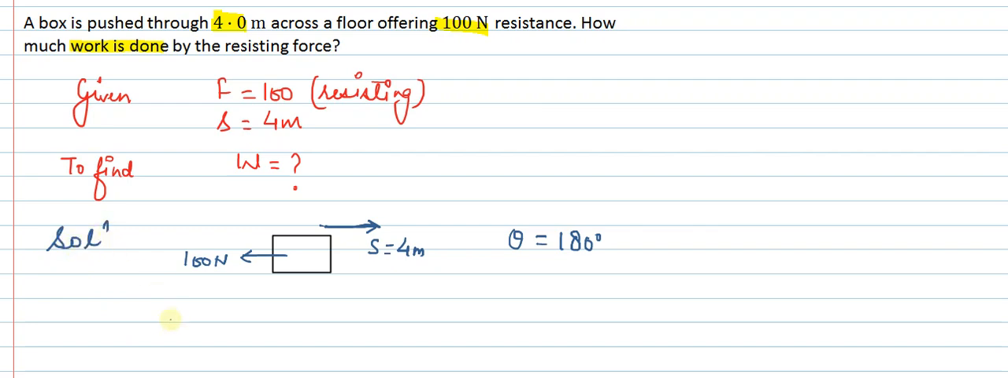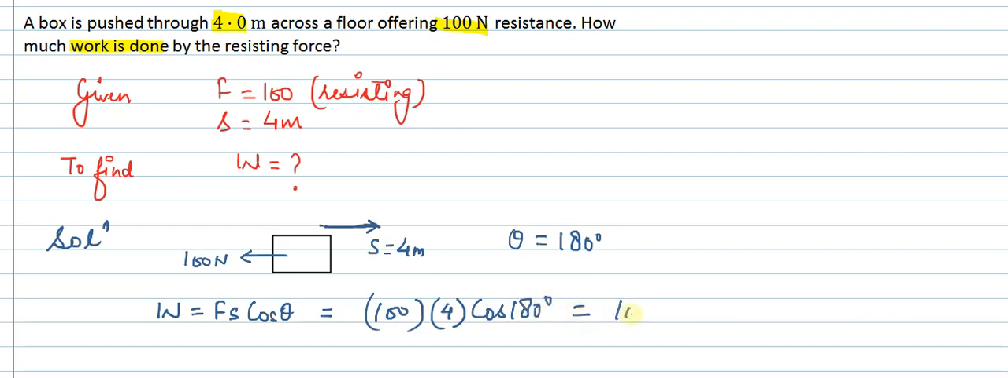we know that work is given by Fs cos theta. The formula for work is Fs cos theta, where F is 100, S is 4, and cos 180 degree, which is equal to 100 into 4 into minus 1, which will give us the solution as minus 400 joule. So this is our answer for this question.